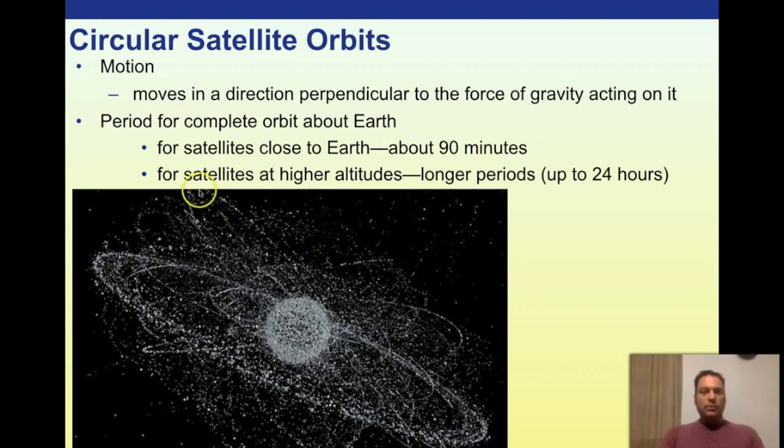All right, so for satellites close to Earth, things that are just barely outside of the atmosphere, it takes about 90 minutes for them to orbit the Earth. They're going quite rapidly. So about every 90 minutes, they orbit, okay? But for satellites at higher altitudes, especially like GPS satellites, things that are way far out, longer periods, up to 24 hours are common. Geostationary satellites are kind of the most common version of the longer period ones.